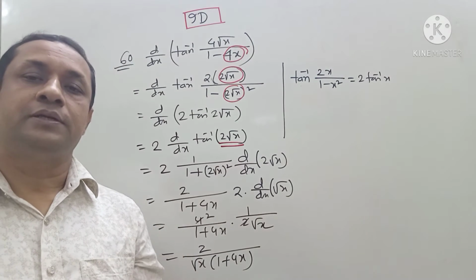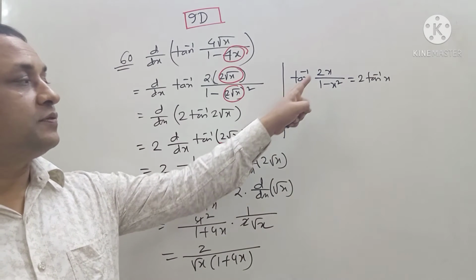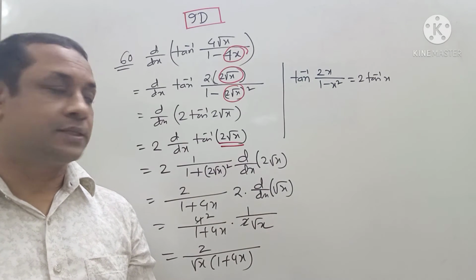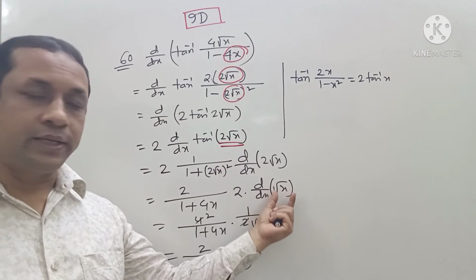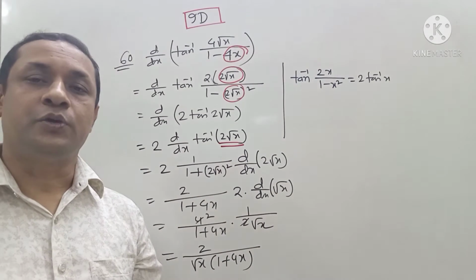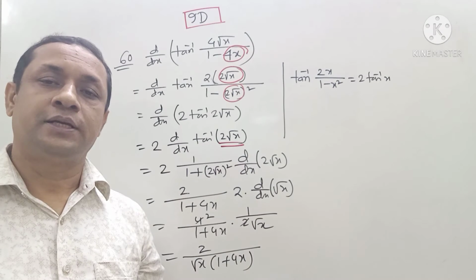So students, memorize it: tan inverse of 2x by 1 minus x square equals 2 tan inverse x, and d/dx of root x equals 1 by 2 root x. I hope that, students, you are clear.